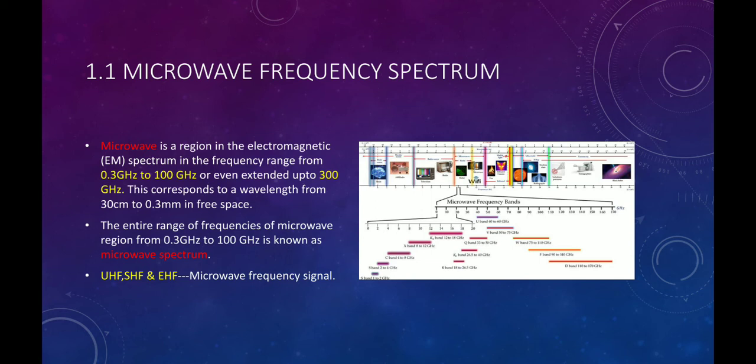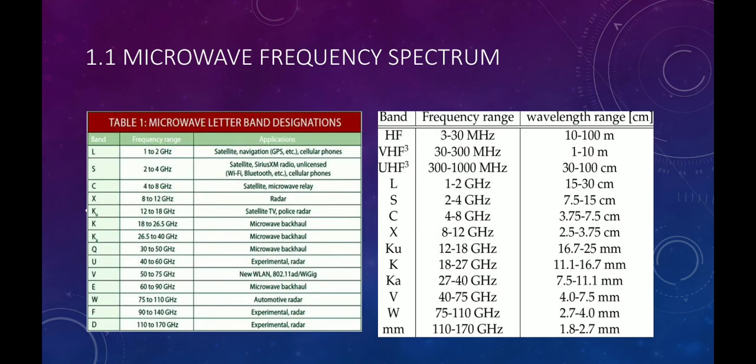The entire range of frequencies of the microwave region from 0.3 gigahertz to 100 gigahertz is known as the microwave spectrum. Under this, it covers the frequency ranges of UHF, SHF and EHF. In the adjacent figure we see the different microwave frequency bands and the respective frequencies as well as the applications. Here are the different microwave band designations with the frequency ranges and the applications.